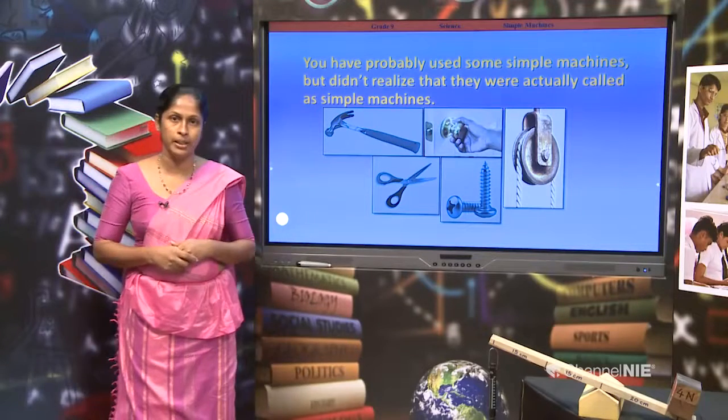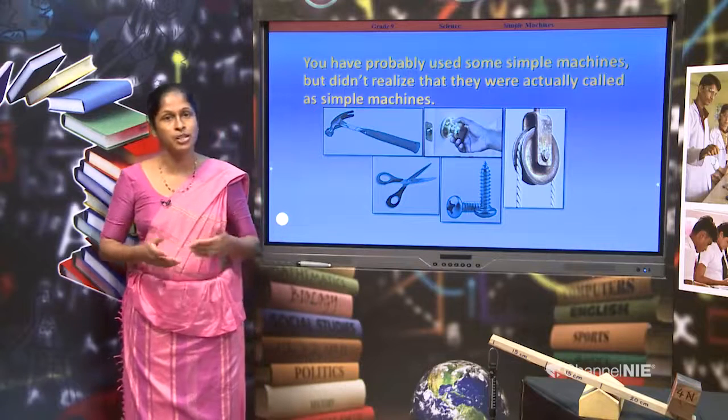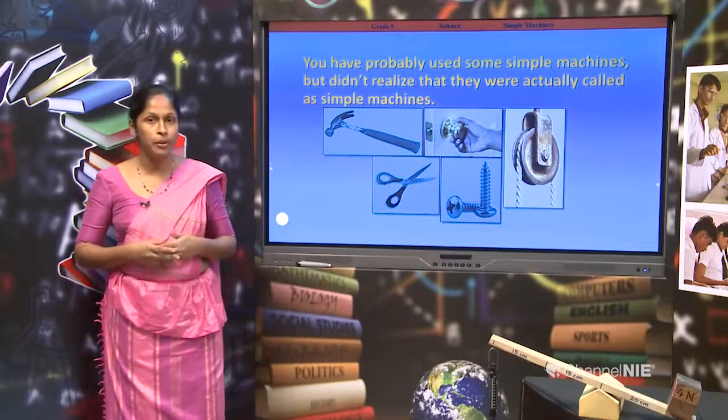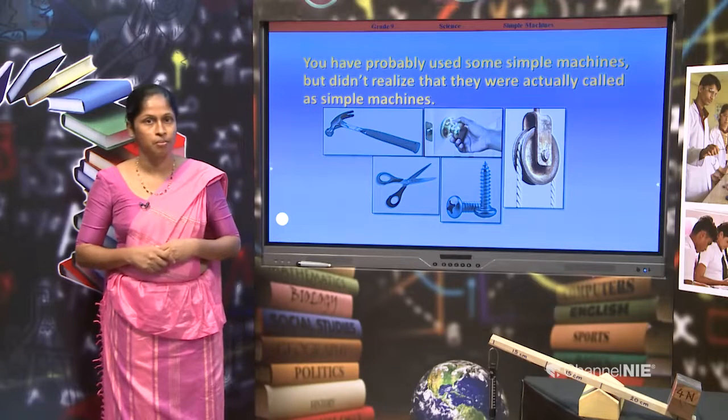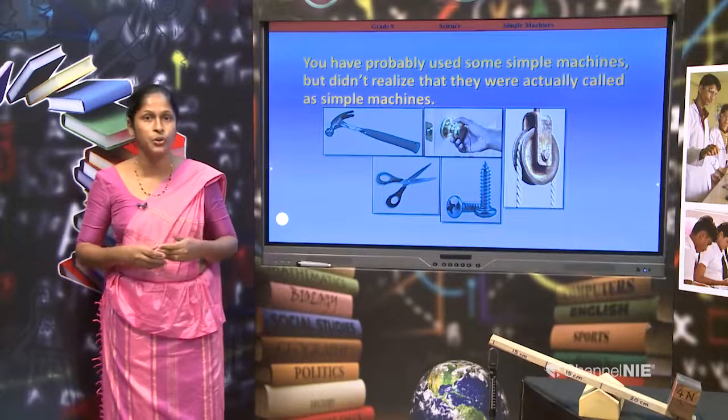What are these equipments? They are simple machines. You have probably used simple machines, but didn't realize that they are actually called simple machines. What do simple machines do? They make our day-to-day work easier. Simple machines can be defined as tools which make our day-to-day work easier.